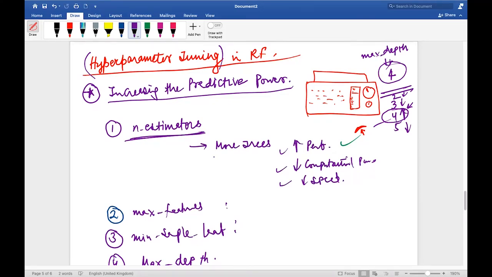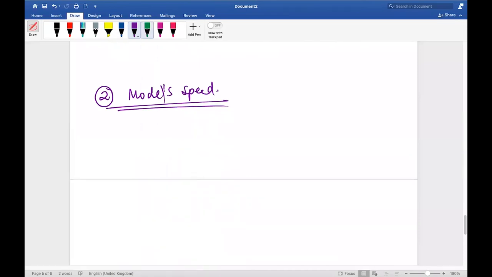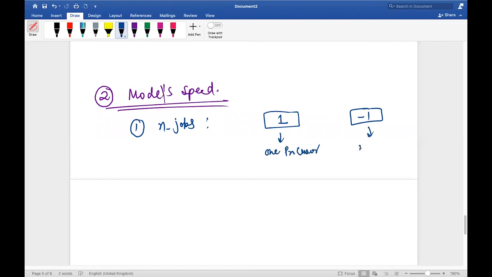Got my point? On the other hand, if you speak about the model speed, what are the things that may improve the model speed? Reduce complexity? No, theoretically, don't tell me. We are now talking in terms of parameters. There is a parameter called n jobs. You can set it to 1, -1, 2, or 3. If you set it to 1, it will use one processor. And if you set it to -1, there is no limit, so your model can consume all the cores of your processor.